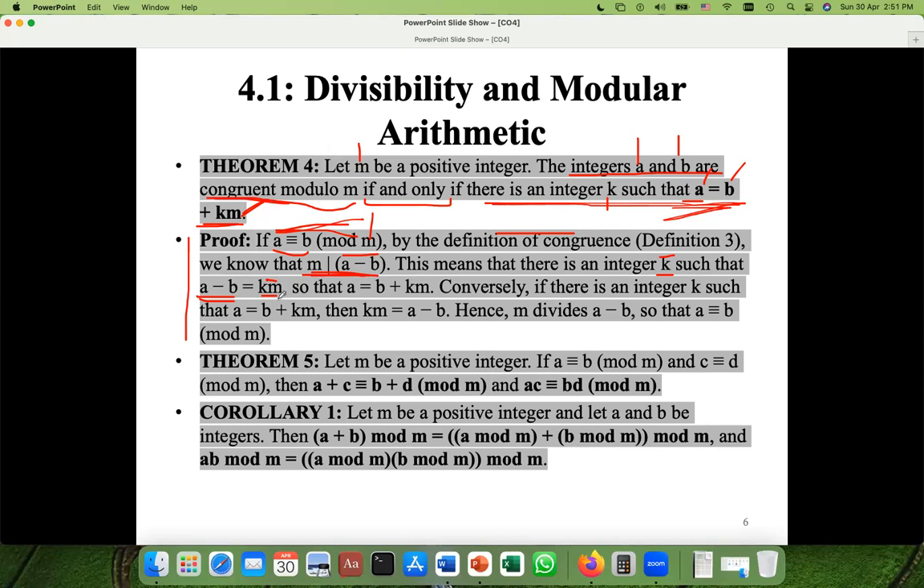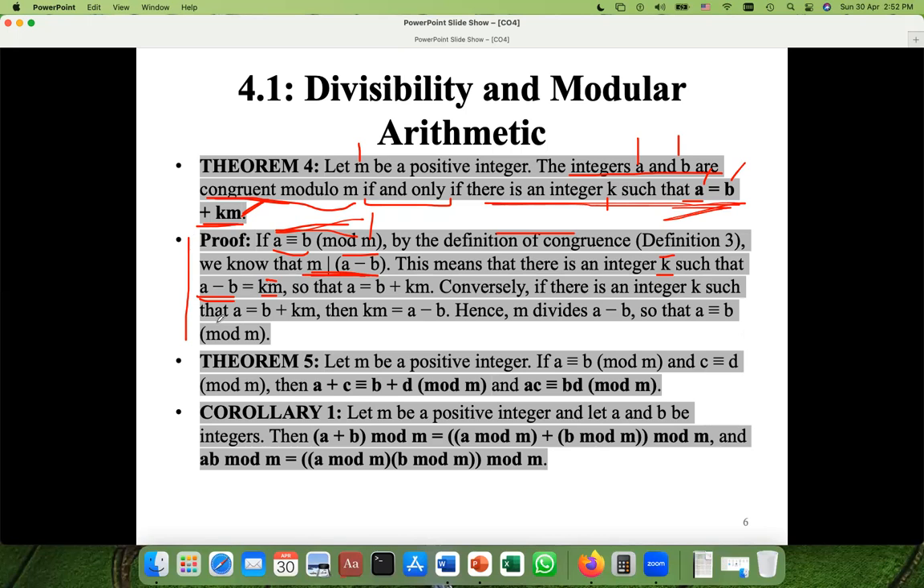Did you get that or not? Why is it confusing? I am recording, so that's why I want to annotate these things as much as possible. a congruent to b mod m: up to this point, is it clear? According to the definition on the previous slide, I can say that m divides a minus b. It means that m is dividing a minus b.